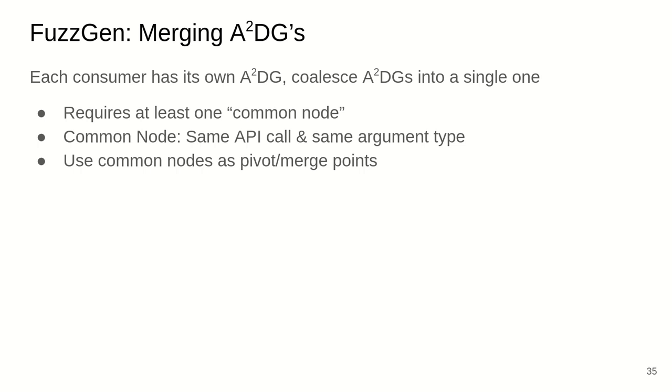Now we have an abstract API dependence graph for each consumer. We now coalesce all these dependence graphs into a single one used for fuzzing. This requires at least one common node, and then we just start merging based on common nodes and create a super graph that combines all the information across all the different consumers.